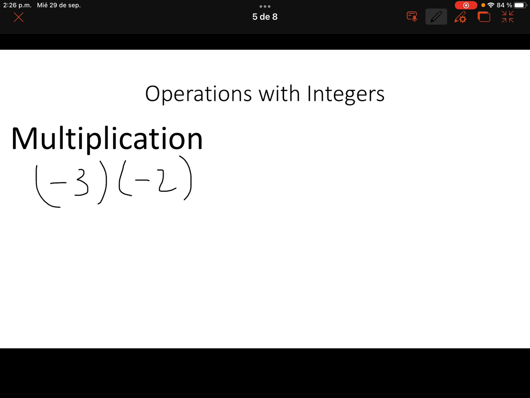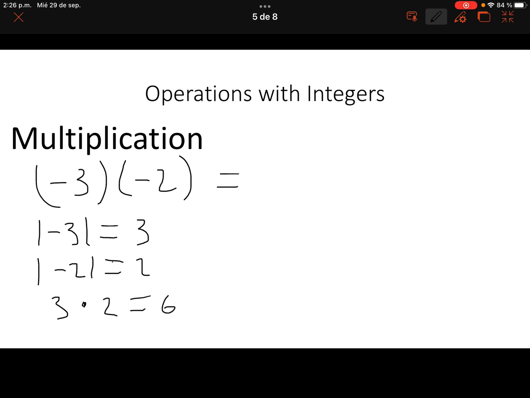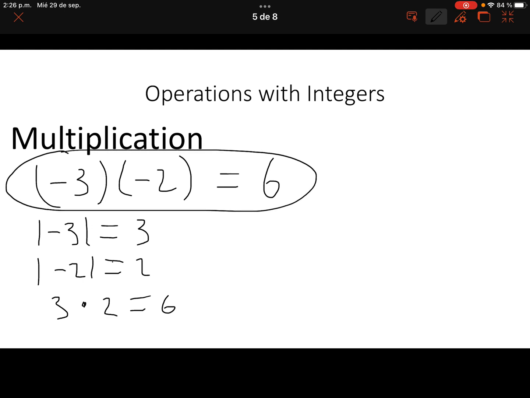-3 times -2. We have to find the absolute values. The absolute value of -3 is 3, and the absolute value of -2 is 2. Then we have to multiply the absolute values. 3 times 2 is equal to 6. And always with the same signs, when we are multiplying integer numbers with the same sign, the answer is positive. Then -3 times -2 is 6.